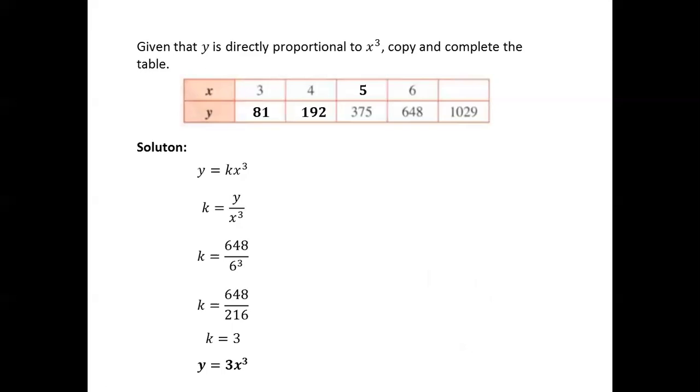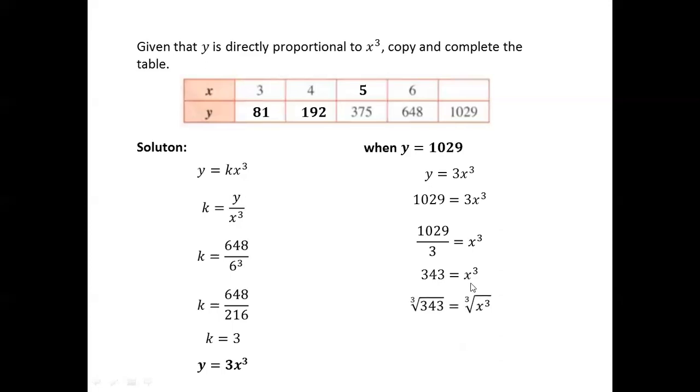And lastly, for this item, you have a y value of 1029. Substitute this value to y, we have this equation. Let's divide each side of the equation by 3, giving us a value of 343 for the left side. And then, same procedure, get the cube root of each side. Now, expressing 343 in terms of its prime factors, that's going to be 7 times 7 times 7, giving us a final value for x to be equal to 7. So when y is equal to 1029, x is equal to 7.